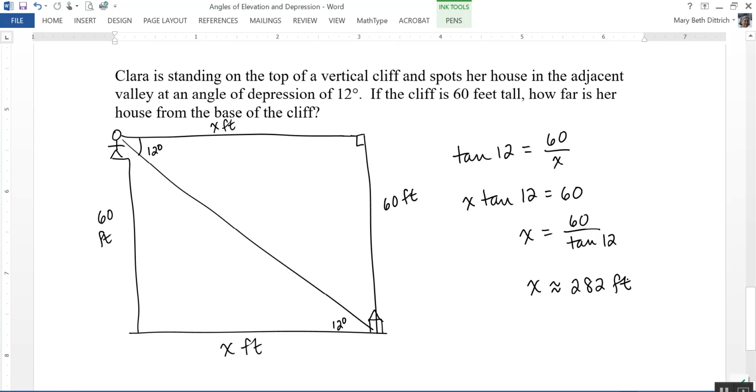So in this video, we took a look at angles of elevation and depression and how to use trigonometric ratios to solve those sorts of problems.